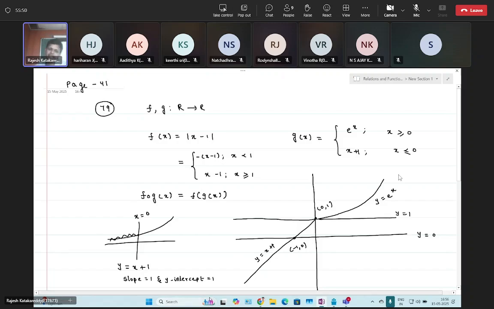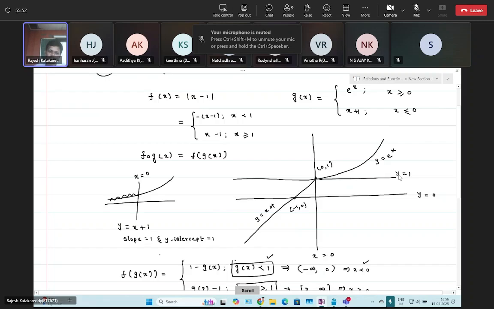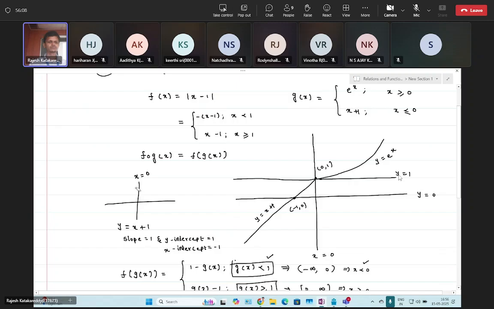If we calculate the x-intercept, we get x-intercept minus 1. Using the slope, x-intercept and y-intercept, I have drawn the straight line in this way. This is the straight line. Am I clear? Yes, sir. Thank you.